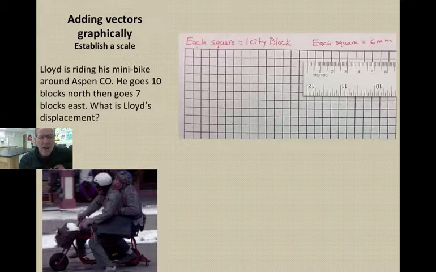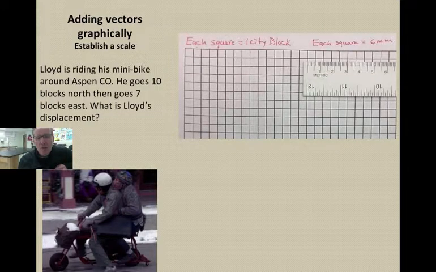And I know it doesn't say what is Lloyd's total displacement, but essentially that's what it's asking. And so the first thing you want to do is establish a scale with your graph paper. You want to choose something that's going to be convenient and not confusing for you to use. So I think it makes sense in this situation that we're going to make each city block be equal to 1 square on the graph paper.